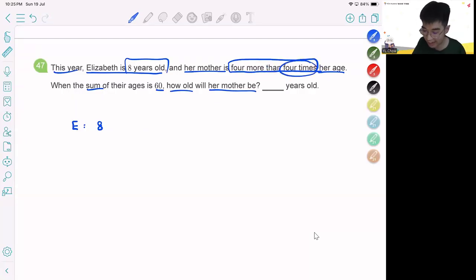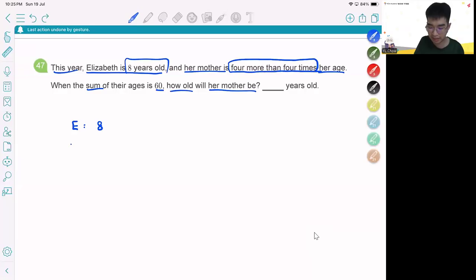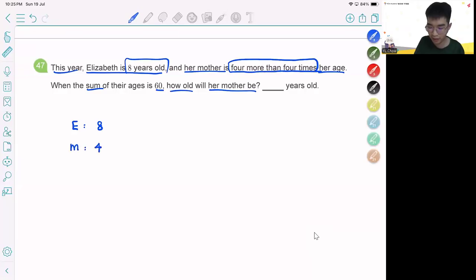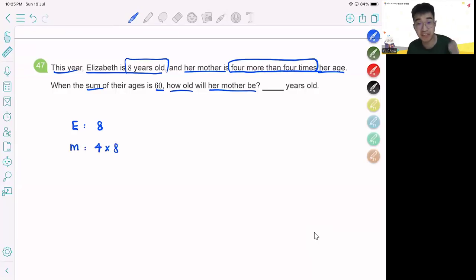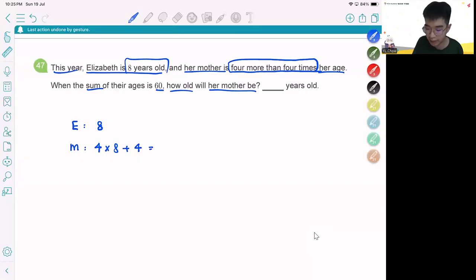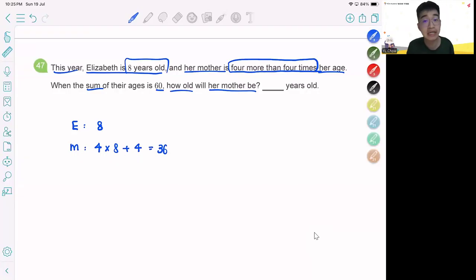So 4 times, and then four more. So how old is the mother? The mother is 4 times 8, 4 times of Elizabeth's age, and then four more. So you need to plus four. 4 times her age and four more. Directly calculated, you will get that her mother is 36 years old this year. This is their ages this year.